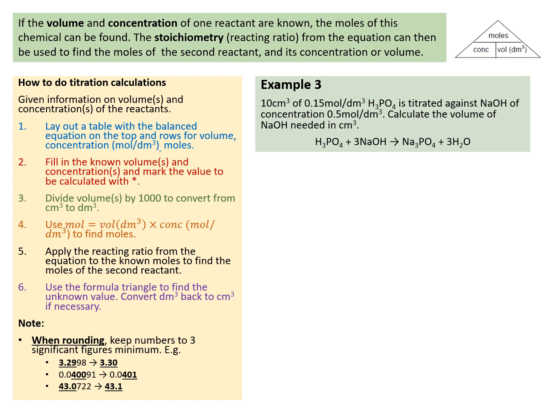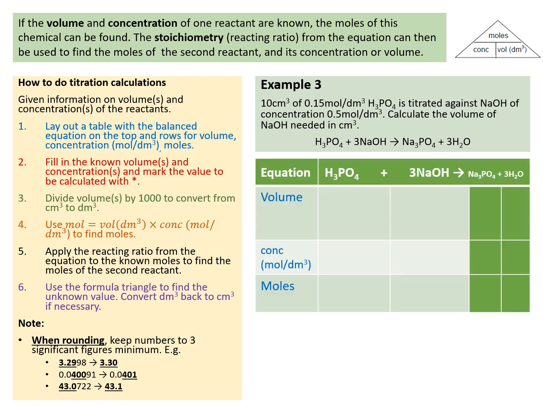We've again got our balanced equation underneath. Now, the thing that's different in this case is that unlike the previous examples, we know the concentration of both reactants, but we do not know the volume of the sodium hydroxide, and this is what we are trying to find out this time round. So we lay out the table just as before, and once again, the columns for the products can be blanked out and left quite small because we are not going to be filling those in.